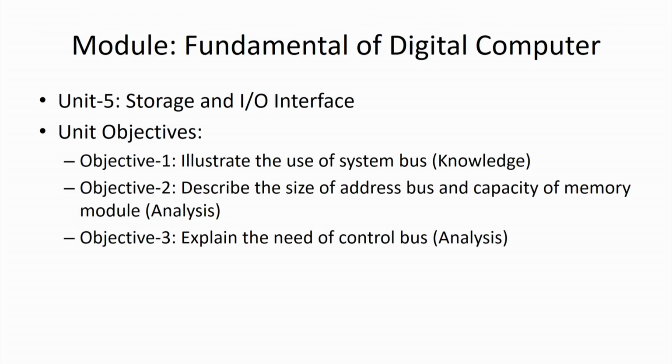Objective 2, describe the size of address bus and capacity of memory module. This is basically at the analysis level. So, you will be able to analyze once you get a memory module, and you can find out what is the capacity of that particular memory module and what are the other requirements. Objective 3, explain the need of control bus. This is also an analysis level. We are going to see why you need a control bus.